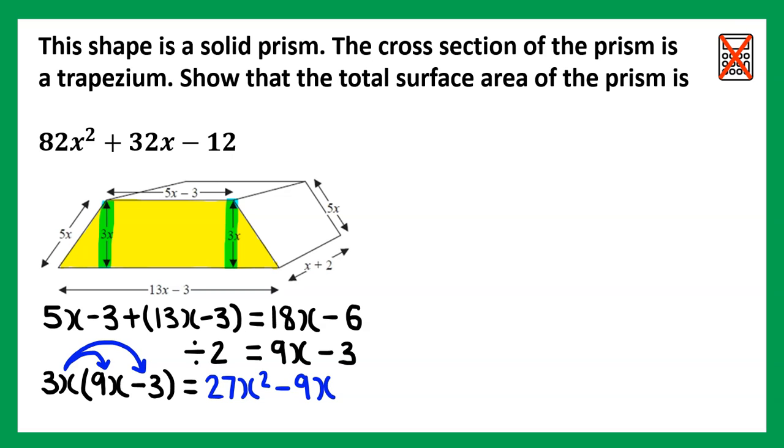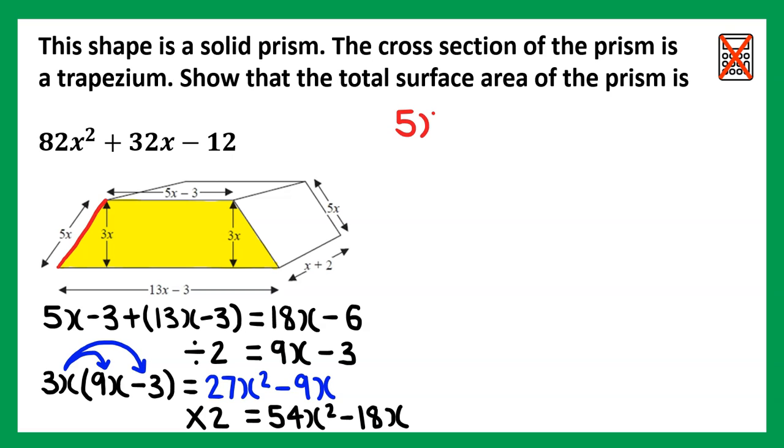To finish off this part of the question, I'll have the same face on the front and the back, so multiplying these together will give me the area of both of these faces, leaving me with 54x squared minus 18x. The area of the rectangular faces that make up the depth of the shape can be worked out by first listing the lengths that wrap around the cross section.